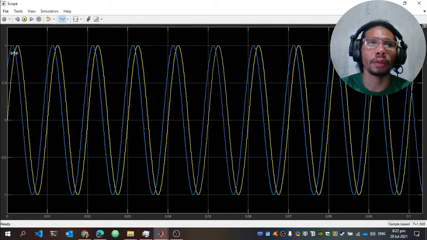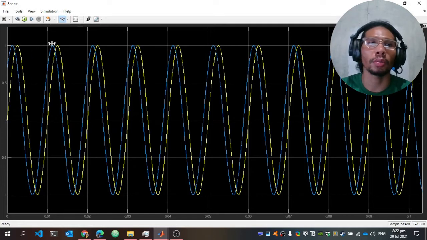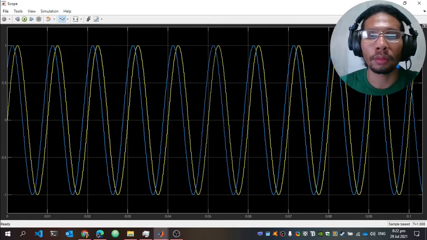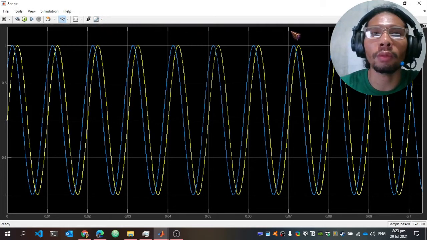So this is the phase shift and the phase difference between the QPSK output signal and the reference sine wave. To measure that, we can use the cursor for the measurement of the phase difference.